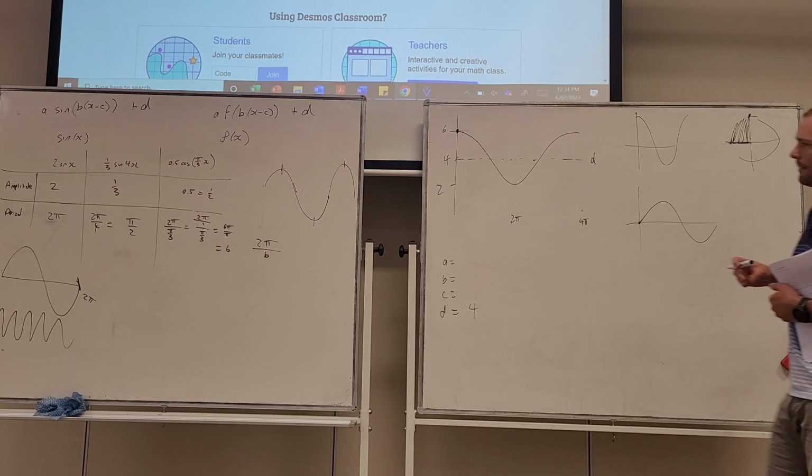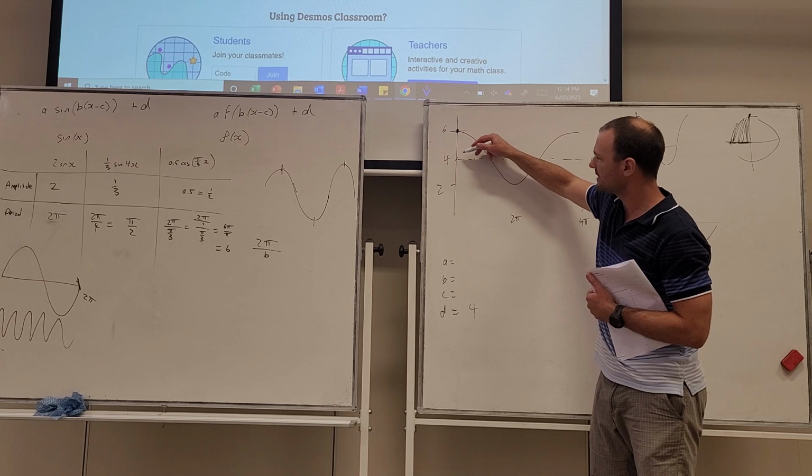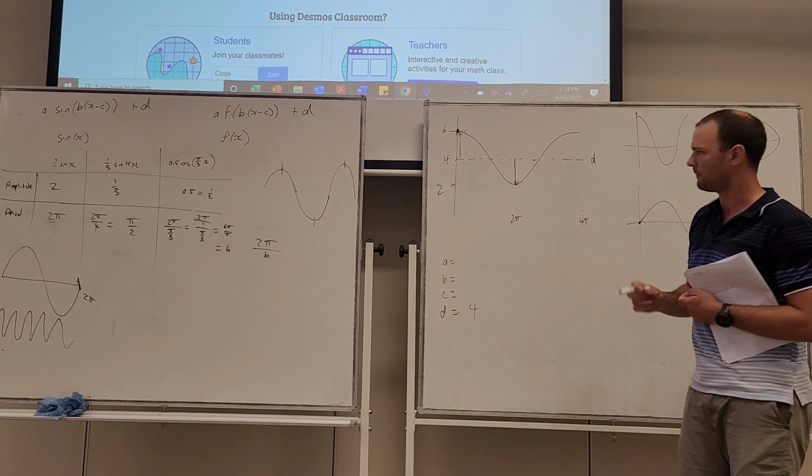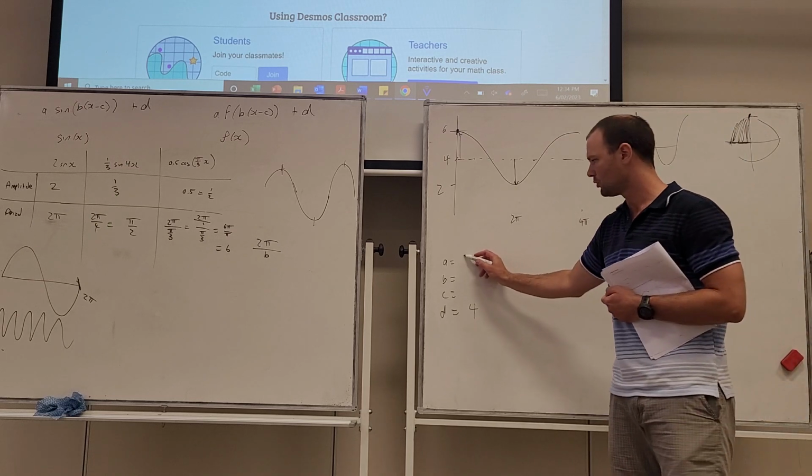Then our amplitude is just, well, how far is it from the principal axis to a peak or from the principal axis to a trough? What is that distance? Our amplitude is 2.